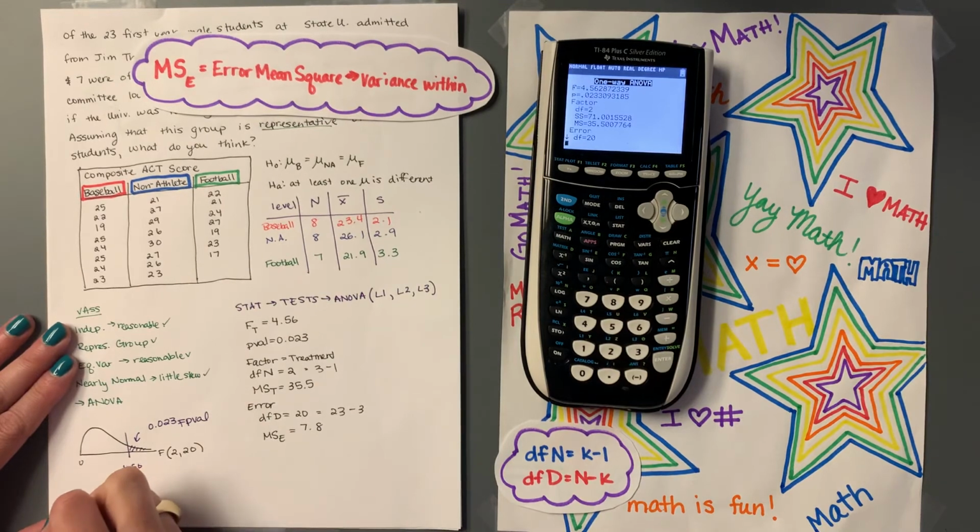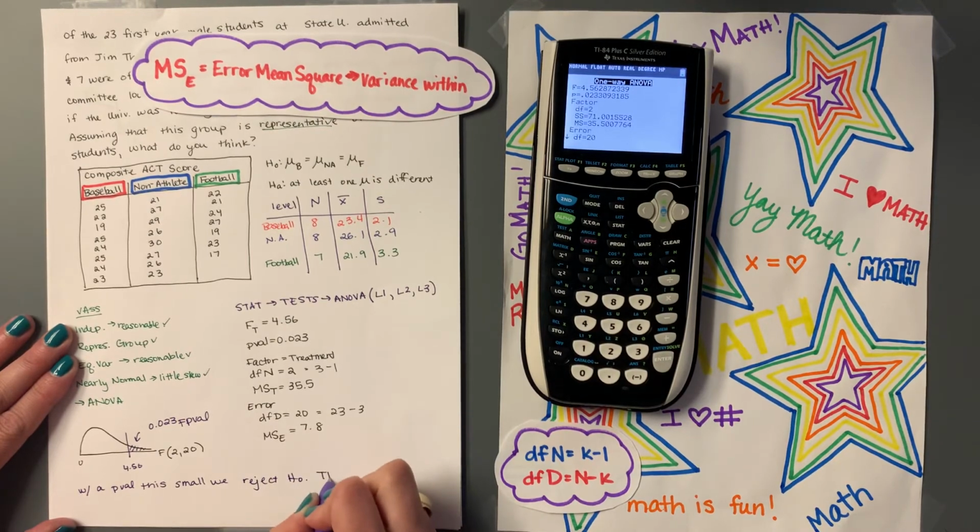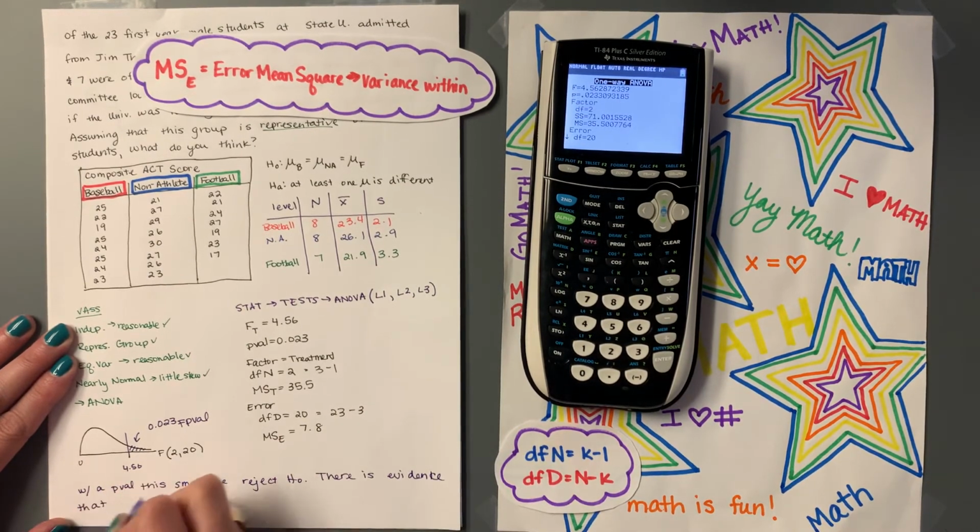So my conclusion becomes, with a p-value this small, we reject the null hypothesis. There is evidence that average composite ACT score for the 3 groups are not the same.